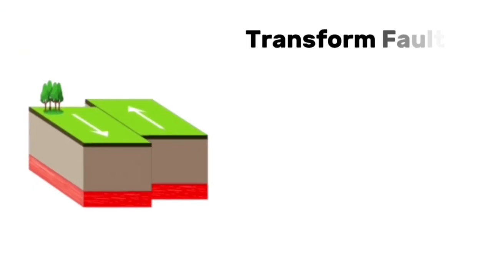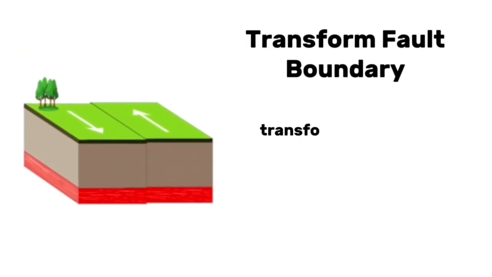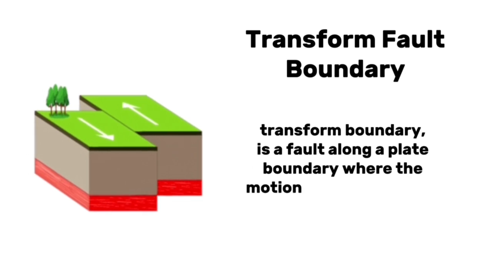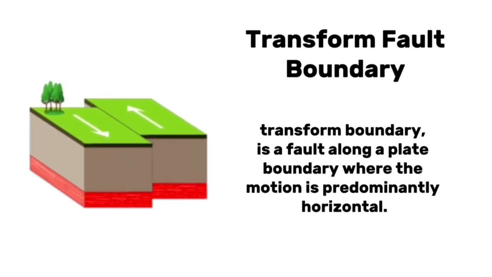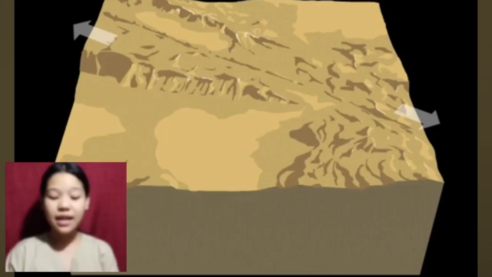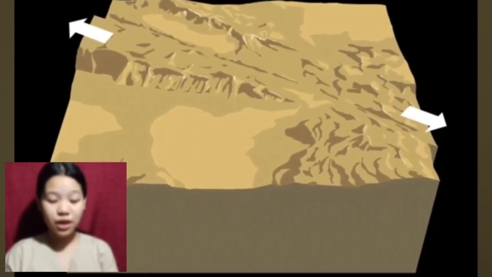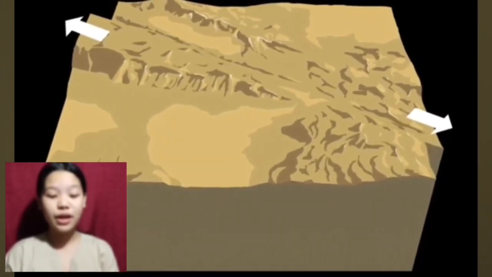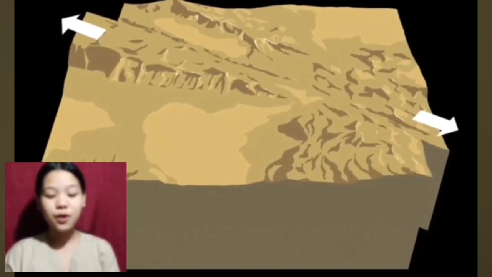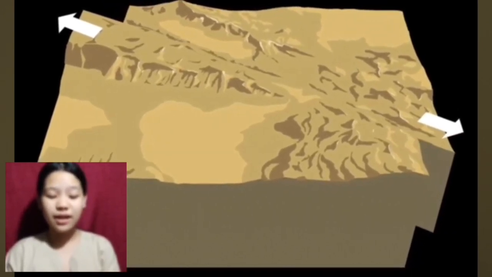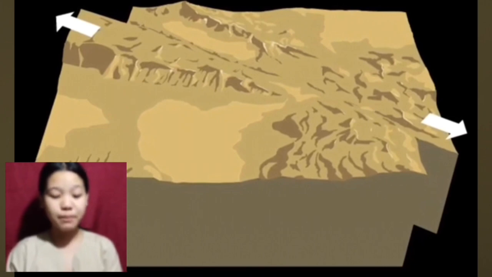And lastly, transform fault plate boundary. A transform boundary is a plate boundary where the motion is predominantly horizontal. It ends abruptly where it connects to another plate boundary, either another transform, a spreading ridge, or a subduction zone. A transform fault is a special case of a strike-slip fault that also forms a plate boundary.